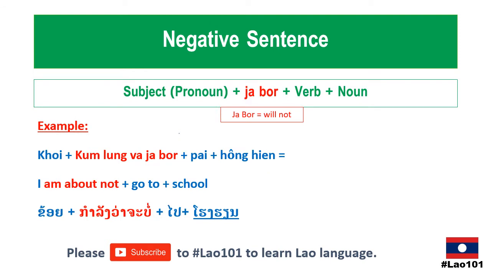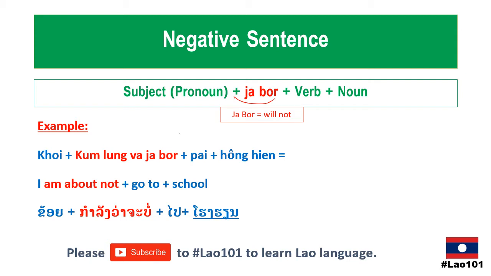And now let's move to the negative sentence. When I start doing this, I think about my own language. It's actually quite hard for me to think about negative sentence in terms of present continuous because we rarely say it in continuous. We usually use the word jabo. So jabo means will not.